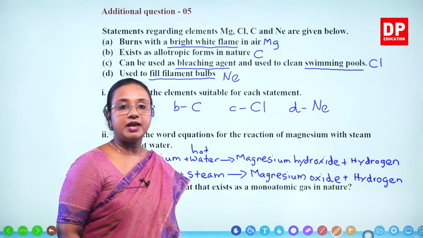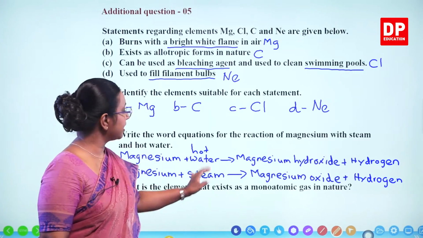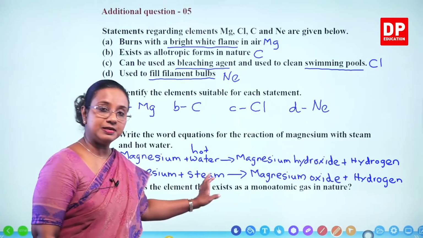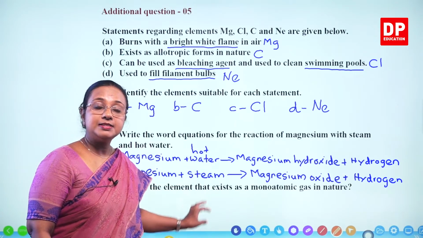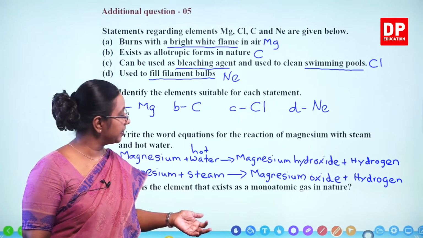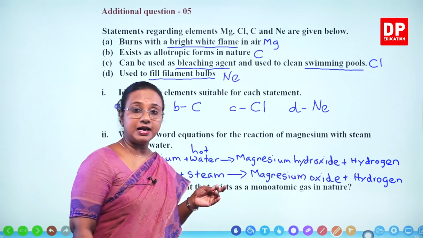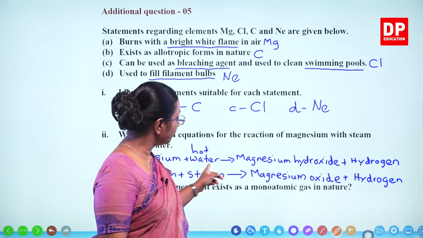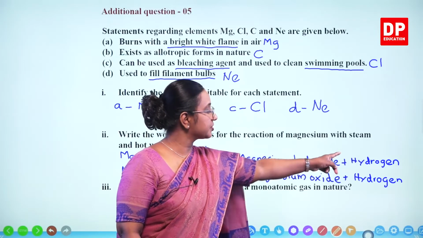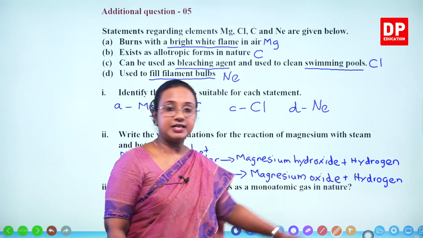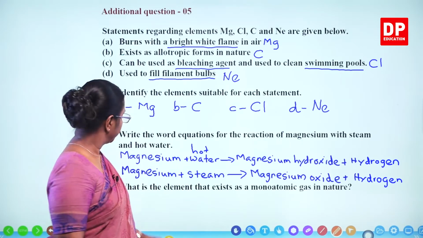So, in both reactions, the reactants are the same: magnesium, hot water, magnesium, steam. Because they are at different physical states and different temperatures. More heat is there in steam. The products are different. With hot water, magnesium hydroxide and hydrogen. With steam, magnesium oxide and hydrogen.